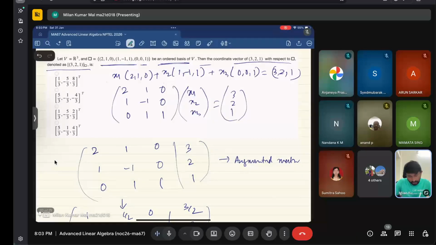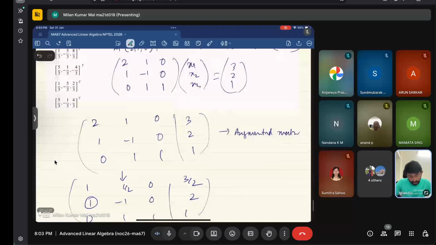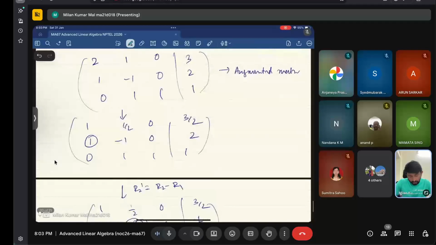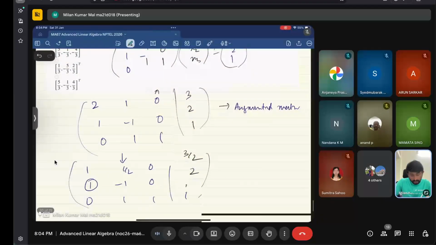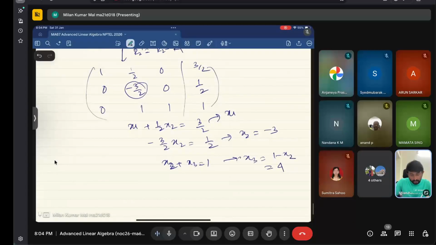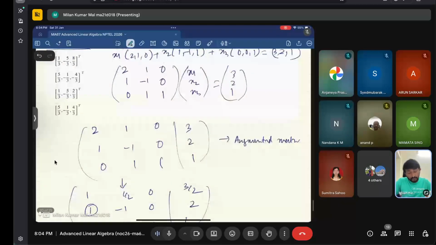Row reduction process, if I do, I have to multiply half. I have done that. After that, I have to make 0 here. Minus 1 minus half 0, 2 minus 3 by 2, that is 1 by 2, that's correct. And the last one will be as it is, that's correct. So x1 plus 1 by 2 x2 is equal to 3 by 2, that's correct. Minus 3 by 2 x2 is equal to half, that's correct. x2 plus x3 is equal to 1, that's correct. Okay, let me write clearly.